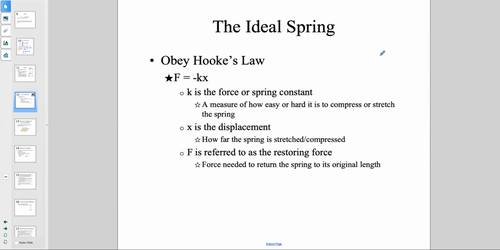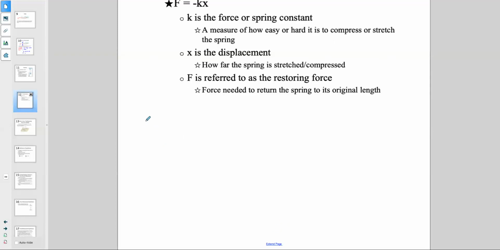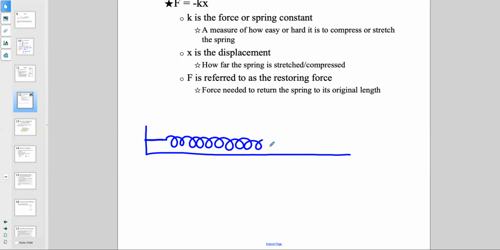x is a displacement, and it means how far the spring has been stretched or compressed from its equilibrium point. And F refers to the restoring force of the spring, the force needed to return the spring to its original length. So let's take a look at what we have here. Let's say that I have a spring kind of like that, okay? And it is at equilibrium at this point, with the constant of k.